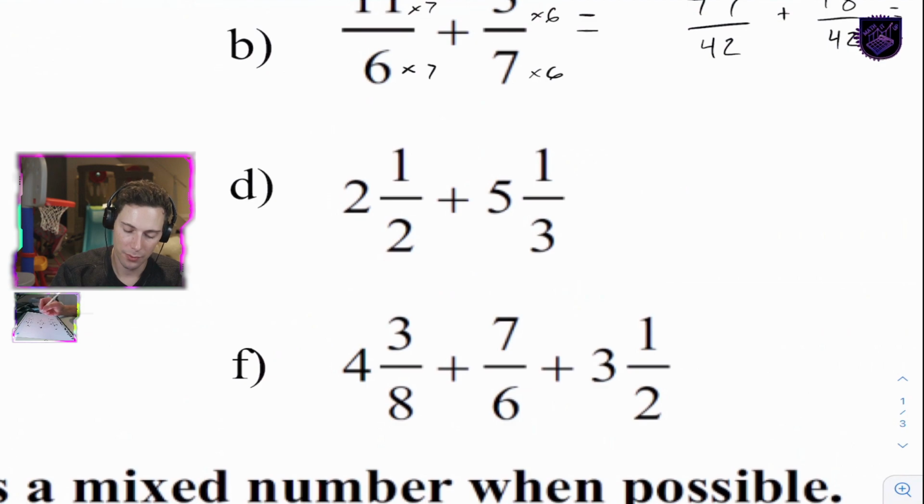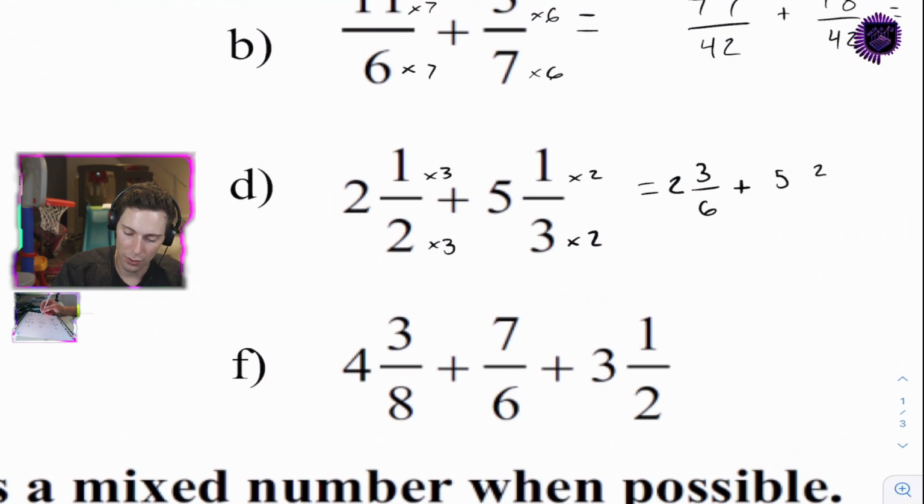So we're going to find our lowest common multiple, LCM of these two, or some people call it lowest common denominator. We're going to cross multiply again. So 3 times 2, 1 times 2, 2 times 3, 1 times 3, and we're going to rewrite our equivalent fractions as 2 and 3/6 plus 5 and 2/6.